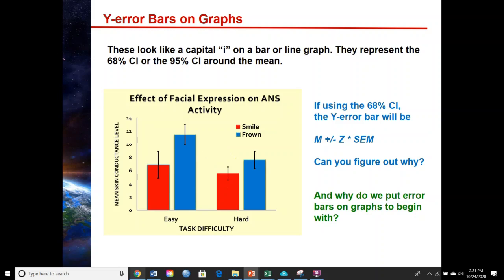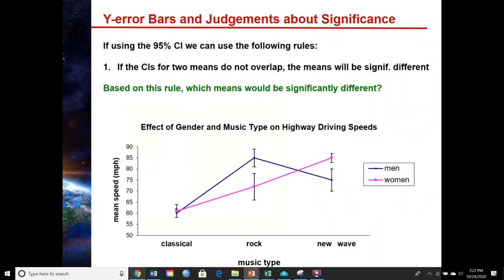Okay, now, the other reason is because we can use these confidence intervals, these Y error bars, to make judgments about significance. When we say significance, what we mean is we're going to be able to look at the means 2 by 2 and, if we were to do a significance test, like a t-test or something else, get a good sense of which means will be significantly different from each other and which means will not be.